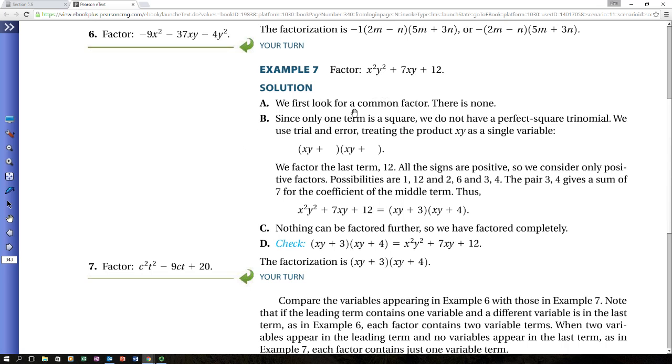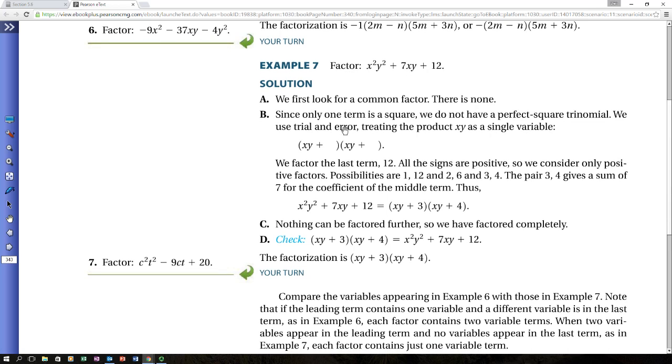So let's look at example 7. We're going to factor this thing out here. First, look at it. Are there any common factors? Well, 12 is 2 times 2 times 3 as a prime factoring, and none of those are factors of 7 or 1. So there's no common factor. Since only one term is a square, we don't have a perfect square trinomial. First they check for that, because it's a trinomial, and 12 is not a perfect square, so it's not going to be that.